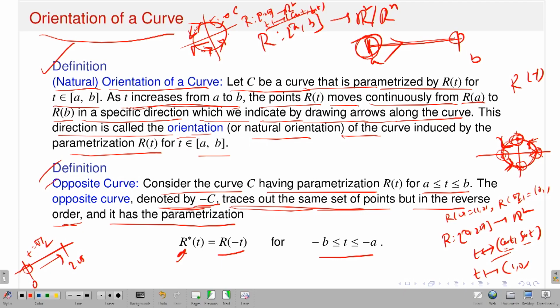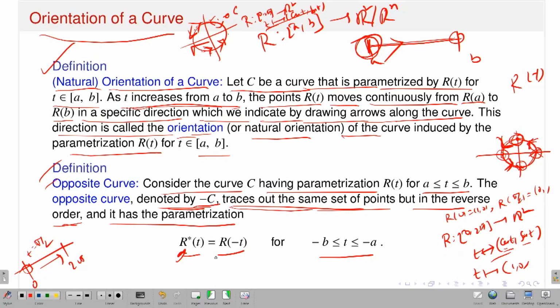So, therefore, if capital R, which is a map from the closed interval [a, b] to R2, is a parameterization of my given curve C, then for minus C, the opposite curve, the parameterization is capital R star of t, where t runs from minus b to minus a, and I can write my R star in terms of R. What is that? R star of t is nothing but R of minus t. Now, the curve C is given, and the opposite curve is the same set of points, but given the curve C has a natural orientation, minus C will have the opposite one. Whatever orientation there is for the curve C, minus C will have the opposite orientation.